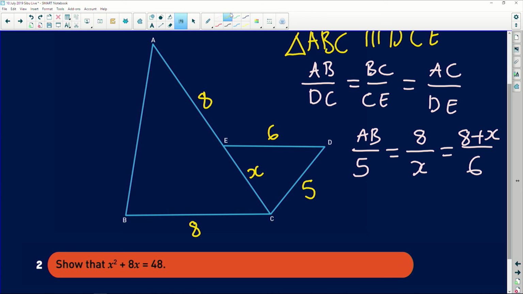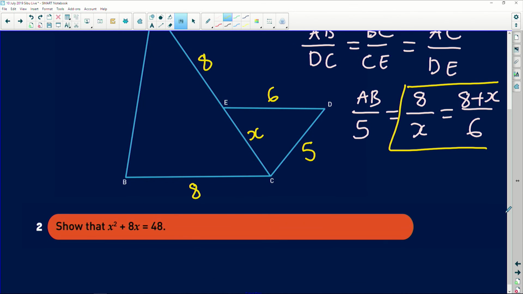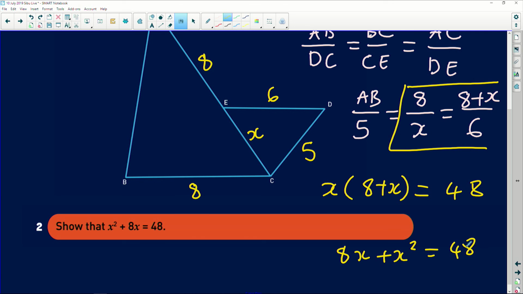Right. Now, when you focus only on this part, and you apply your knowledge of cross multiplication, you can clearly see that X into 8 plus X will simply be equal to 8 times 6, right? Which is simply 48. And then when you simplify further, we will then get that X by 8 is simply 8X. X by X will be X squared equals 48, which is conclusive proof that X squared plus 8x is equal to 48, which is basically what we wanted to prove.